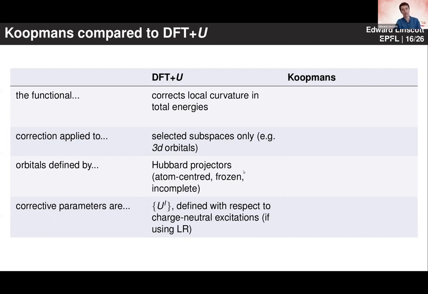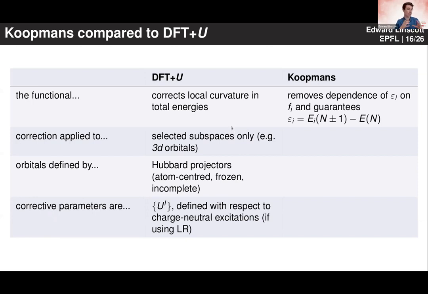To contrast this, in Koopmans functionals, our functional is again a corrective functional, but it's designed to target slightly different things. What we want to do with Koopmans functionals is remove the dependence of our eigenvalues on their corresponding occupancies. So immediately, with Koopmans functionals, we're not targeting total energies, we're really targeting the eigenvalues that we extract from our calculation. We want to guarantee this condition that our eigenvalues correspond to total energy differences.